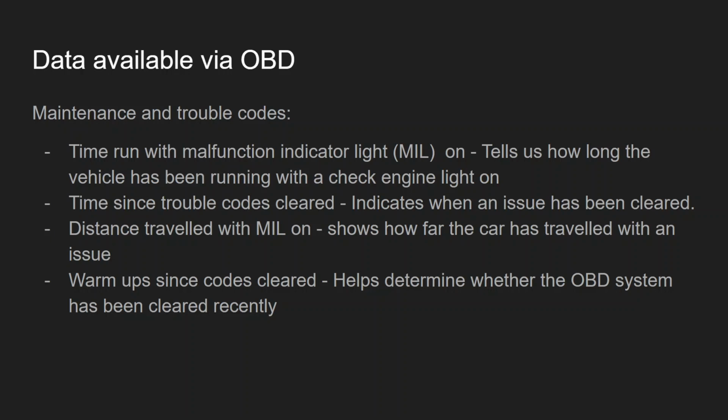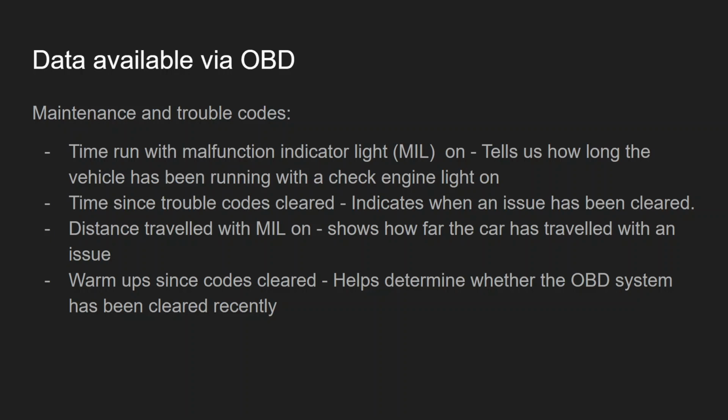And we've got a maintenance and trouble code section. So the first we'll look at is time ran with malfunction indicator light on. So this will be a check engine light on your dashboard. It tells us how long the vehicle's been running with this light on. So this could tell us that the driver's been running with this light on, which is indicating an issue, but they've not got it checked, which could result in a mechanical failure.